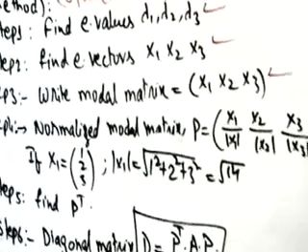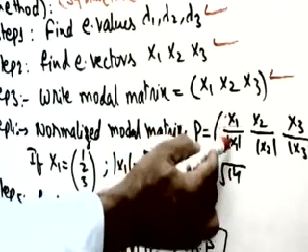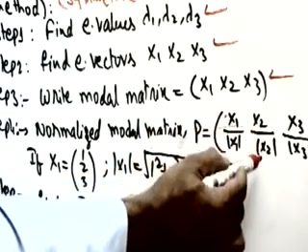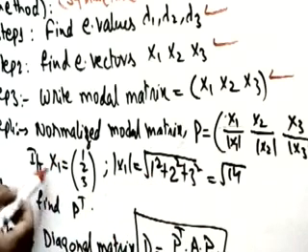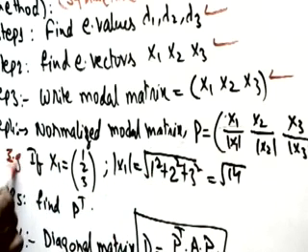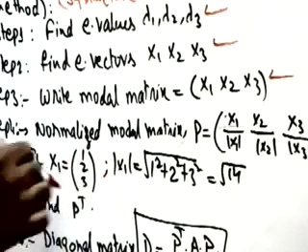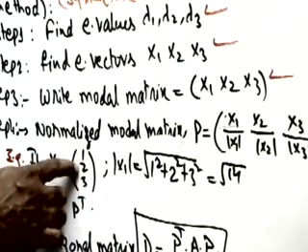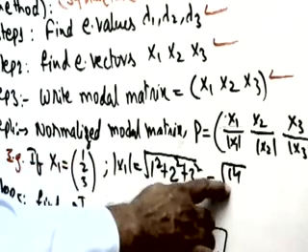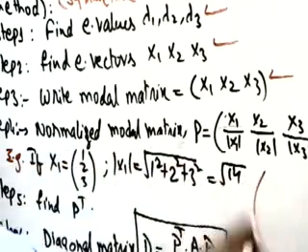Now only the next two steps will change. The first step is the normalized model matrix. What is the normalized model matrix? Its formula is x1 by mod of x1, x2 by mod of x2, x3 by mod of x3. Now, how to find mod? See an example. If x1 equals 1 2 3, then mod of x1 is the square root of the sum of squares, that is 1 square plus 2 square plus 3 square. This is root 14, so we have to divide by root 14.